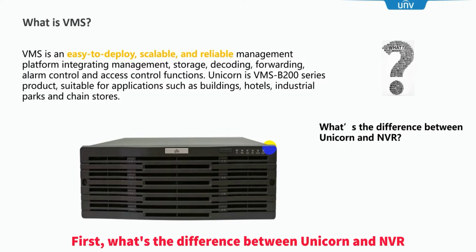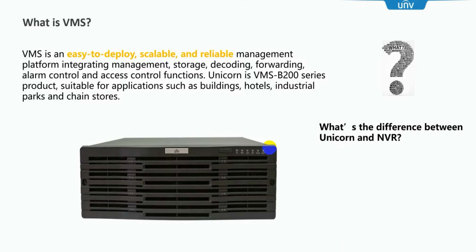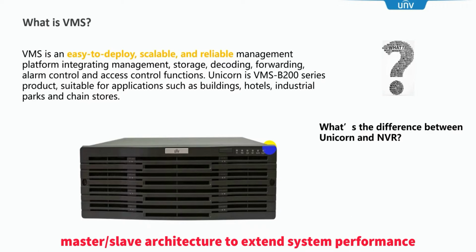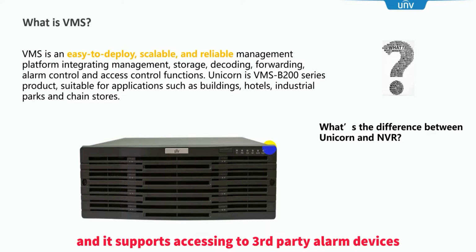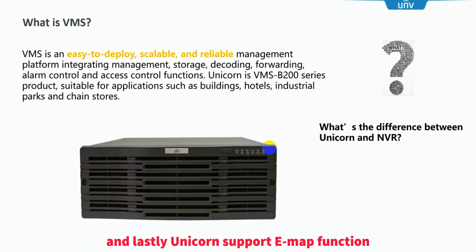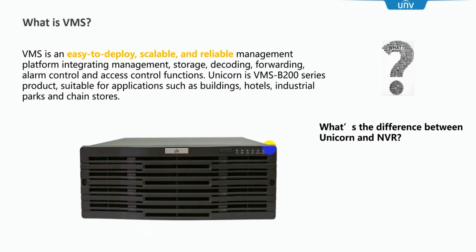First, what's the difference between Unicorn and NVR? The main differences are Unicorn supports accessing to decoder, while NVRs don't. Unicorn supports master-slave architecture to extend system performance and efficiency, such as device management capability, storage, and bandwidth capacity. Unicorn also supports hierarchical network structure networking, and it supports accessing to third-party alarm devices. And last, Unicorn supports EMAP function, while NVRs don't.